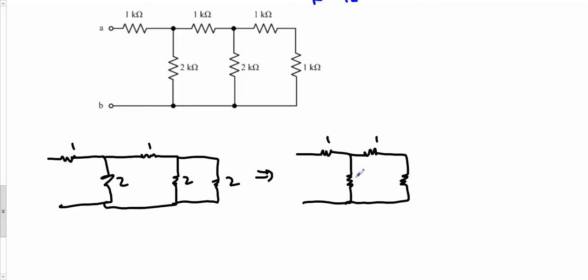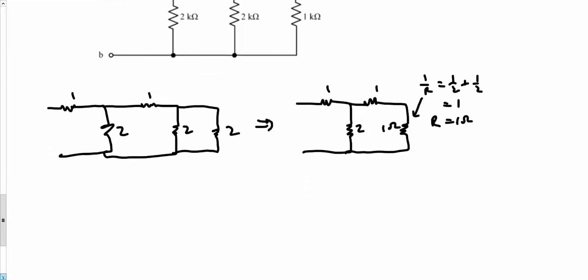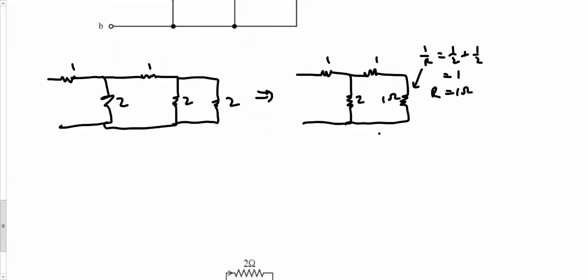So let's calculate that out. 1 over r for this guy right here is 1 over 2 plus 1 over 2, which is 1. So when I flip that, r is going to be 1 ohm. This is 1 ohm. Now what ones will I add? Oh, looks like these two guys right here are in series with each other.